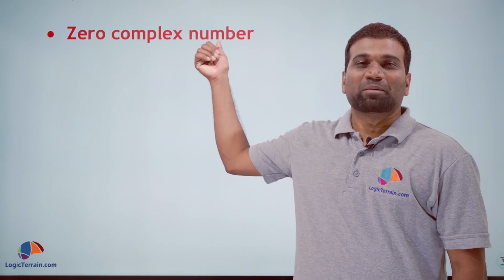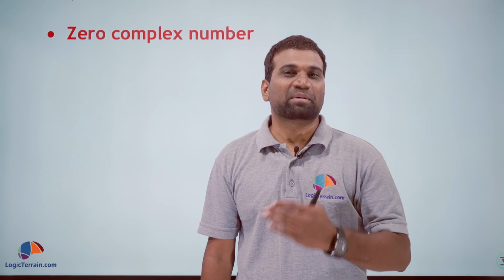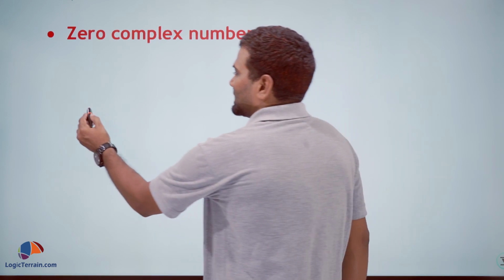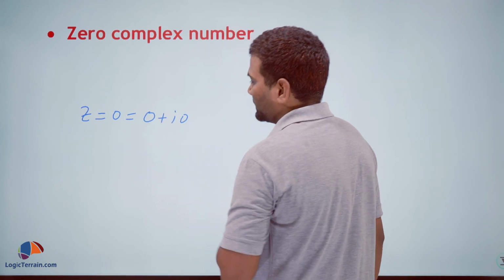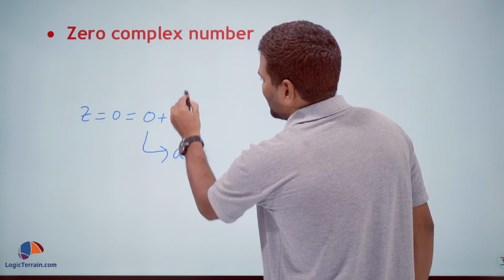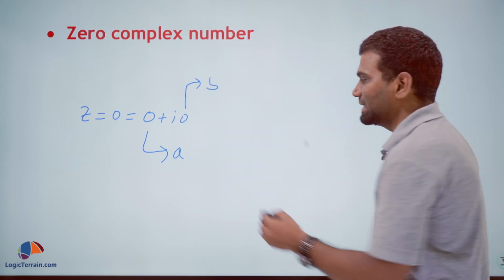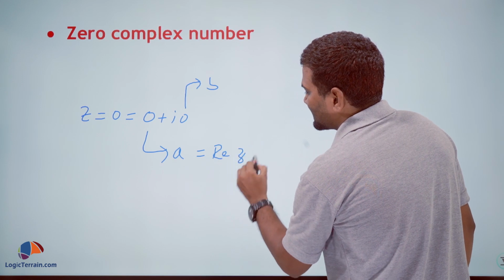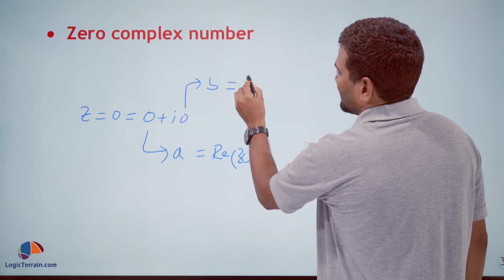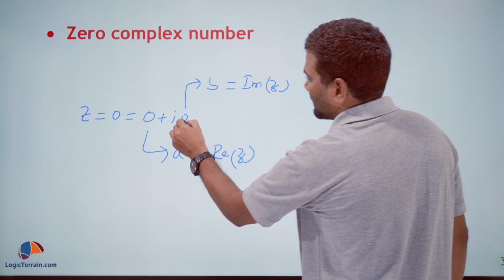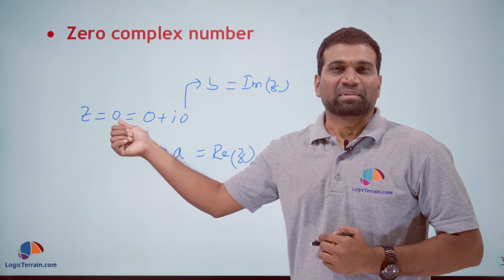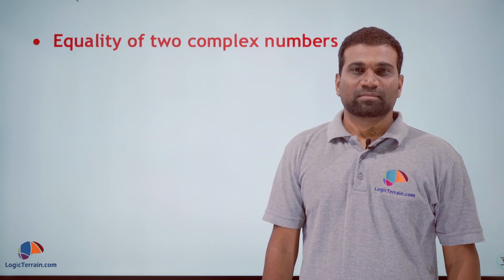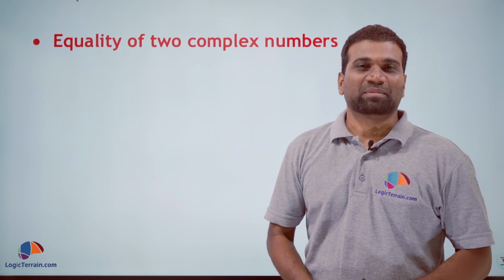Now the zero complex number. A complex number is said to be 0 if both the real and imaginary parts are 0. That is, z = 0, which is equal to 0 + 0i. Here a is 0, b is 0, which means the real part of z is 0 and the imaginary part of z is also 0. Then only do you say the complex number is the zero complex number. Clear?